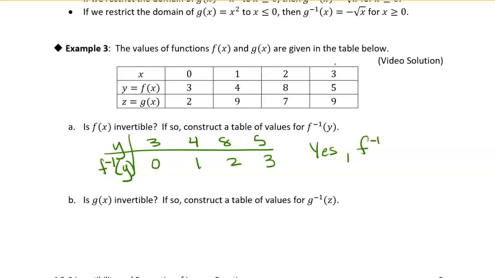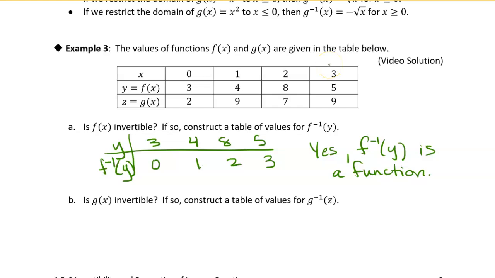So f inverse of y is a function, which is what makes f invertible, right? Okay, so f of x is invertible because the inverse is a function. All right, so let's look at g of x.